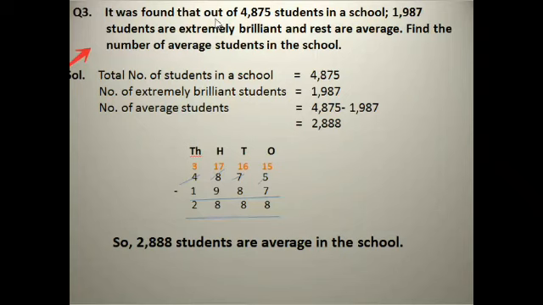Total number of students in a school is 4,875. 1,987 students are extremely brilliant and the rest are average. Here we will find the number of average students.